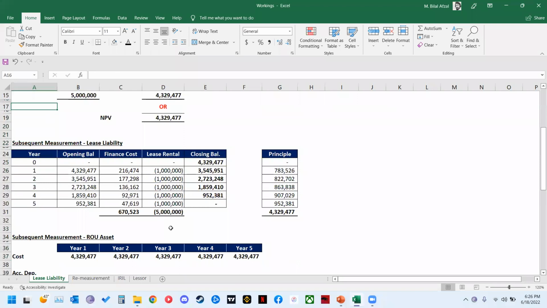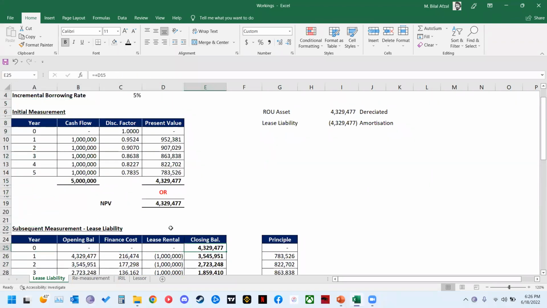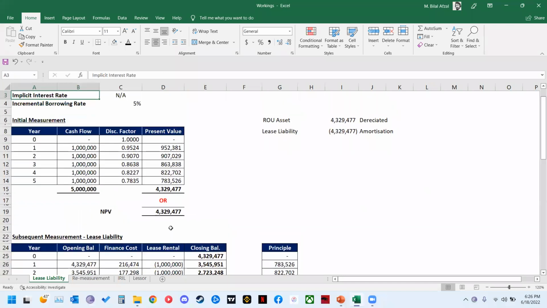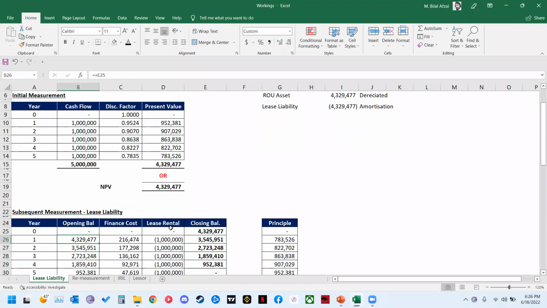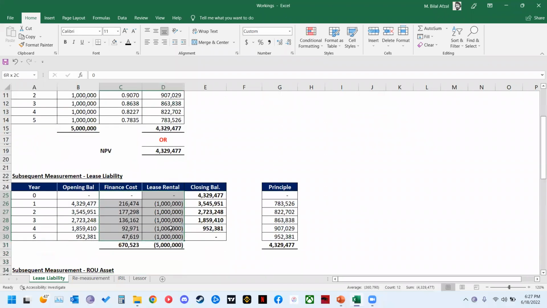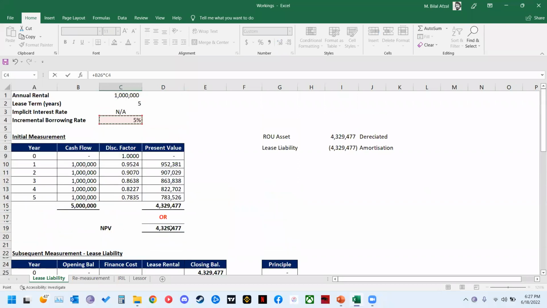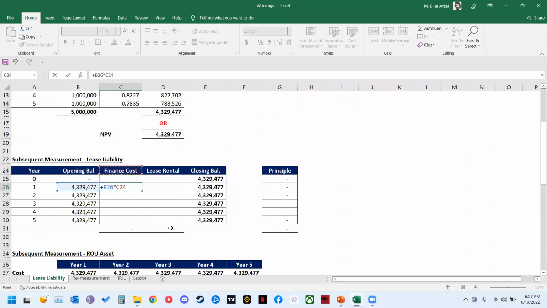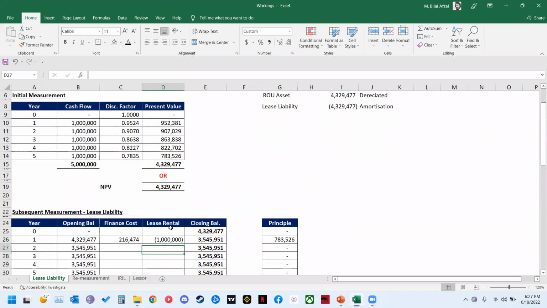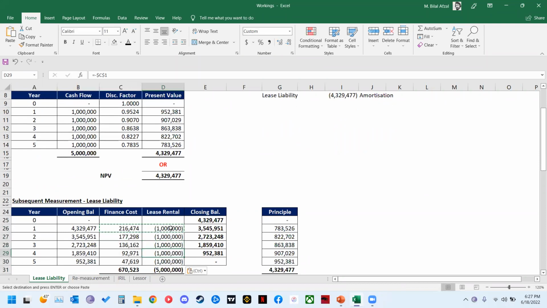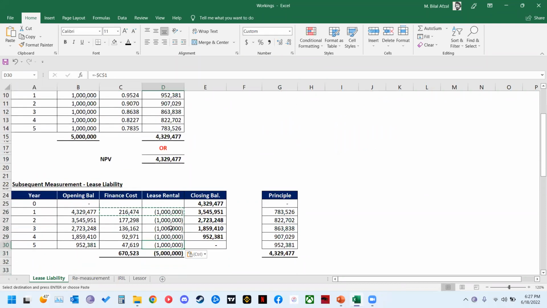So let's talk about the subsequent measurement of the lease liability. We have recorded the lease liability in every year. What was the discount rate we used? 5 million. So this would be the opening balance for the year 1. So I will simply delete this. Every year I have to book the finance cost on the lease, which is equal to the outstanding balance multiplied by the interest rate. And my annual rental is 1 million. So I will just do this here, and you will see that at the end of the lease term, my lease liability is 0.